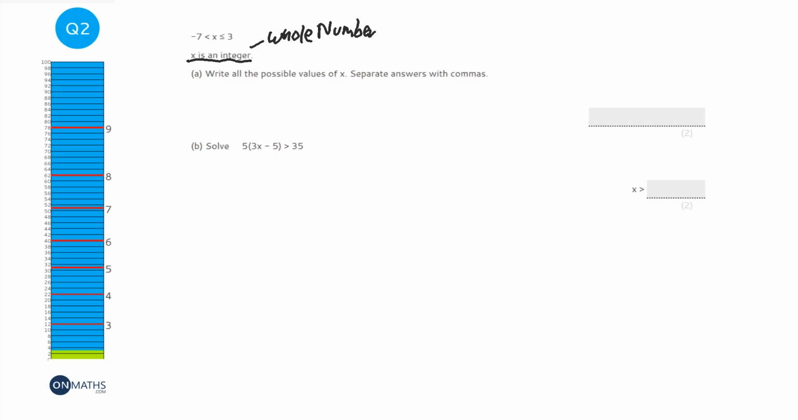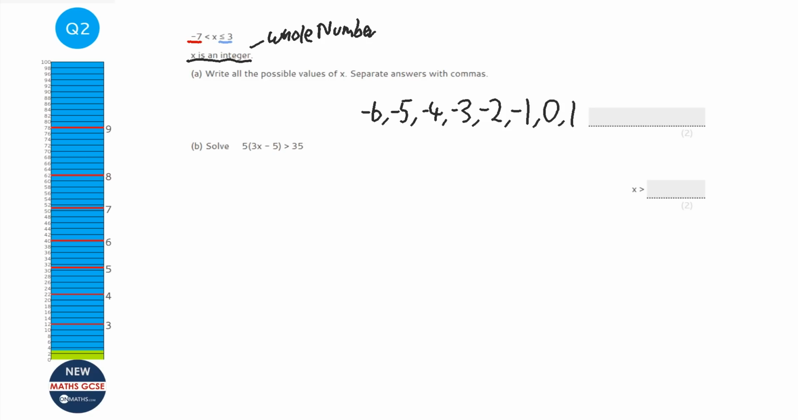Now, it says here x is greater than minus 7 and is less than or equal to 3. So when it asks you to write down all the numbers that that's true for, well, let's have a think. If it's greater than minus 7, then it can't be minus 7. It can't be equal to it. So it's going to be minus 6, minus 5, minus 4, minus 3, minus 2, minus 1, 0, 1, and 2.